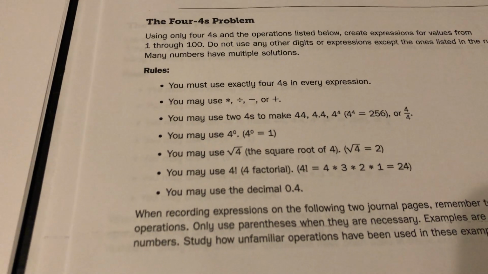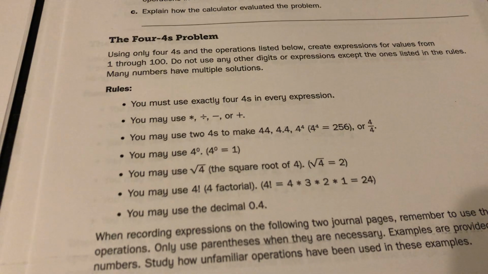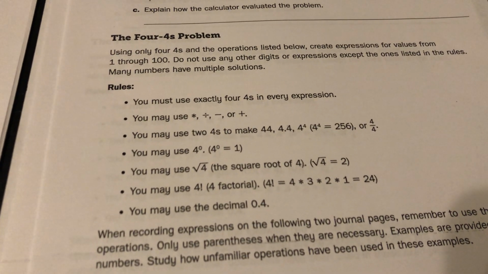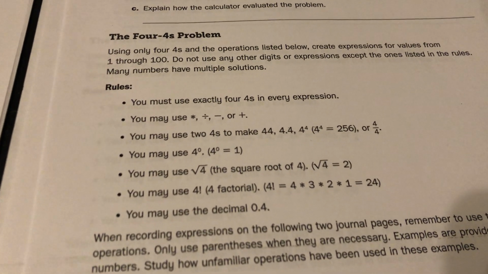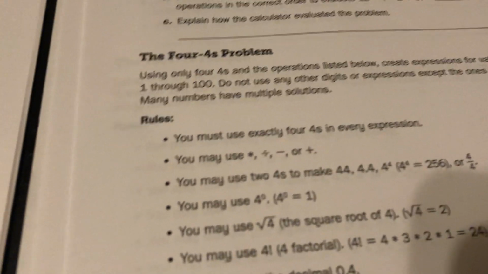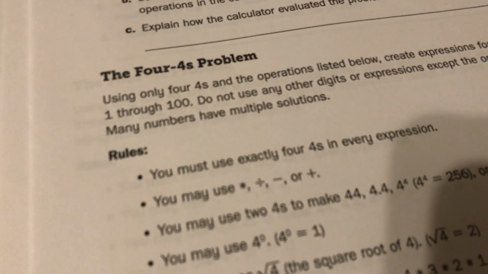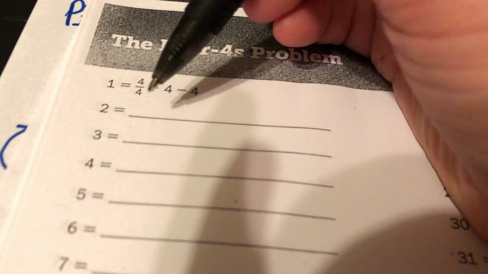And what you have to do here is you're going to be given a list of numbers from 1 to 100, and you have to use 4 fours to create expressions to get the answers. Some problems may have many solutions, so your answer isn't necessarily going to be wrong if it's different than mine or someone else's. So let's check out how they have it for 1.